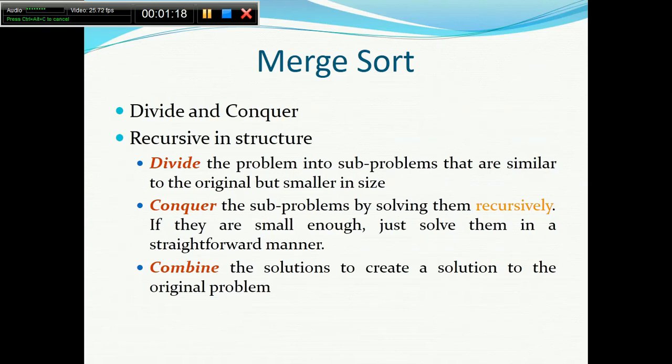I am repeating again, divide and conquer works in this particular way. Suppose the problem is a very big problem or a hard problem. Instead of solving it directly, we keep on dividing the problem until it becomes an easy problem. Once it is an easy problem, we can solve it directly. So the first step is divide. Divide means whenever the problem is a large problem, we divide that big problem into subproblems that are similar to the original problem but smaller in size.